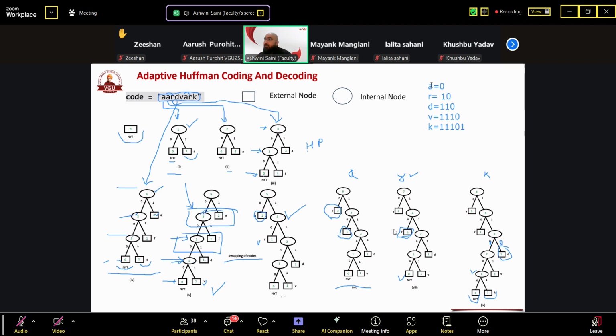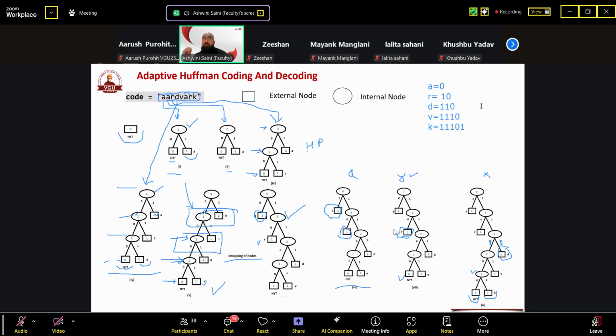That is fine. So how are we calculating A, R, D, V, K? A had the most frequency. A was repeated 3 times. We already used in the Huffman tree that the higher the frequency, the lower the code. So since A is repeated 3 times, A has the value 0 as its transmission code.